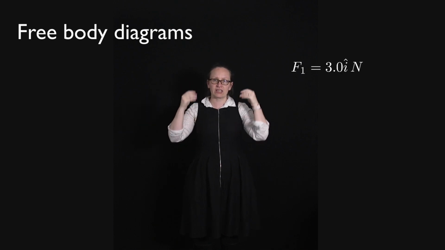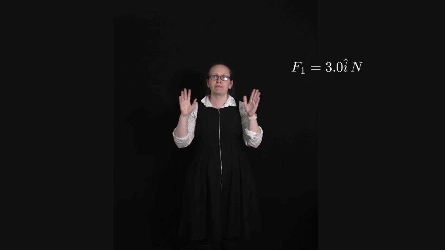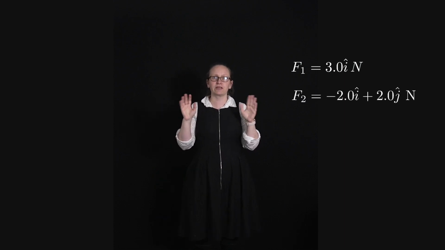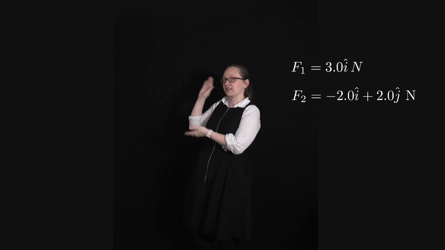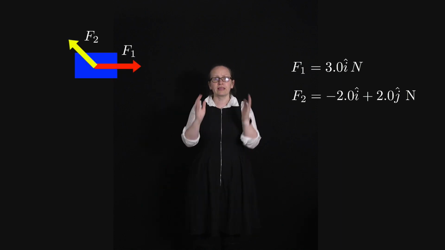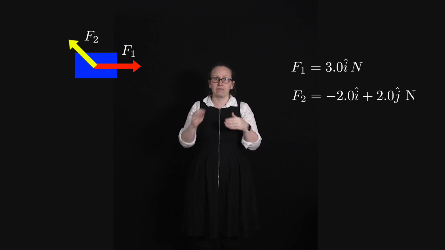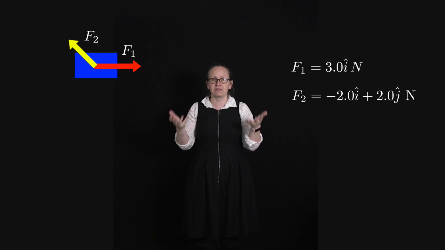We'll have the force F1, which is equal to 3.0 newtons in the i direction, and F2, which is 2.0 i plus 2.0 j newtons, acting on the body. So in this case, the free body diagram looks like this. The arrows on the free body diagram represent these forces. The direction of the arrow shows the direction that the force is acting, and the length of the arrow shows the relative magnitude of that force.